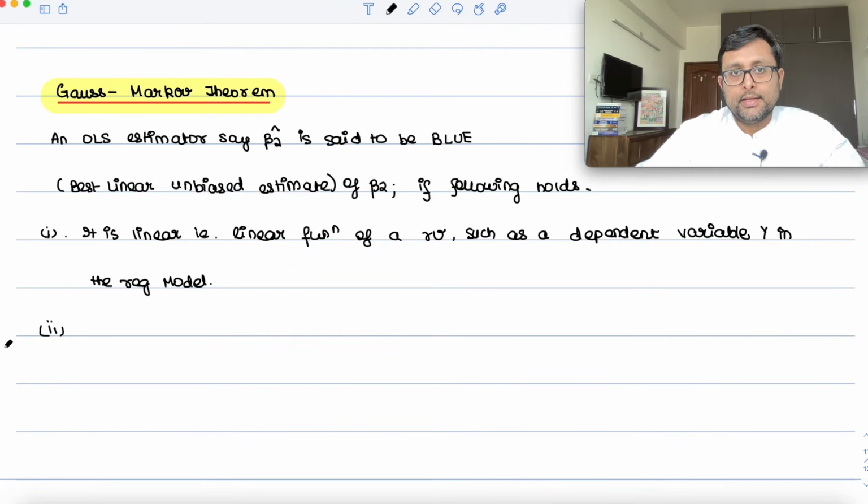Second, it is unbiased. Unbiased means what? E of beta 2 hat is equal to beta 2. That is, it is unbiased.